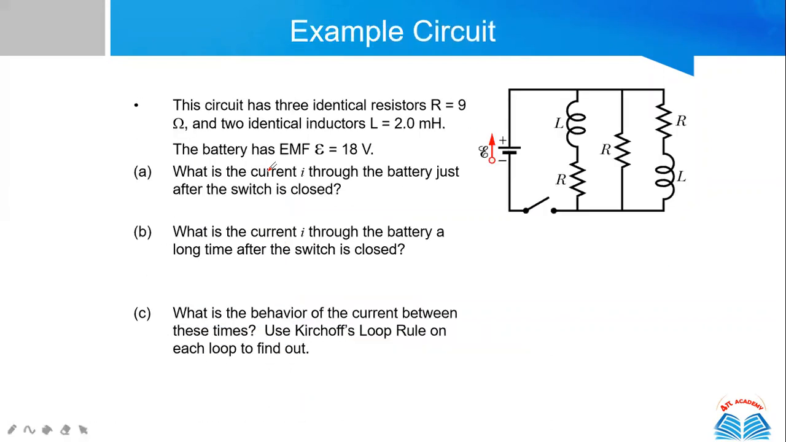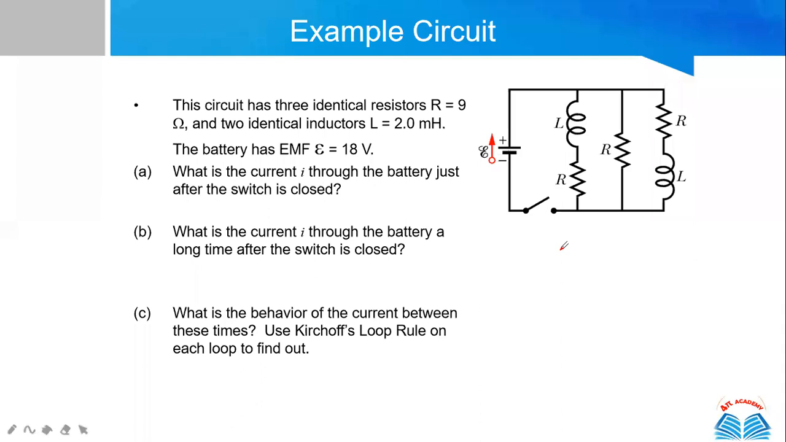Now this is an example circuit. This circuit has three identical resistors having R equals 9 ohm and two identical inductors, L equals 2.0 millihenry. The battery EMF is also given, epsilon equals 18 volt. So question one is, what is the current through the battery just after the switch is closed? Switch is closed means this type. So can anyone tell me the answer?